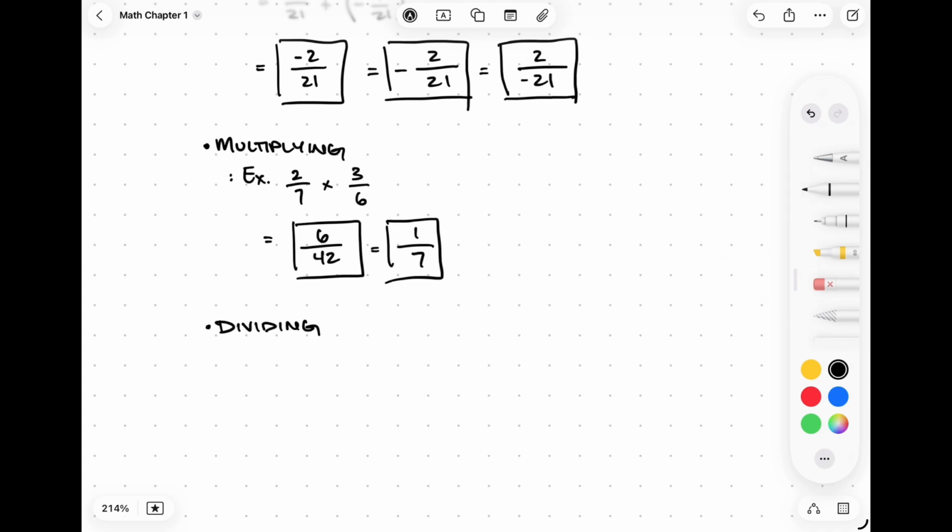So the final step is dividing, and the one rule here is flip the second fraction. And this applies anytime you're dividing by a fraction. So even if you're dividing a whole number by a fraction, you simply flip that second fraction and you multiply.